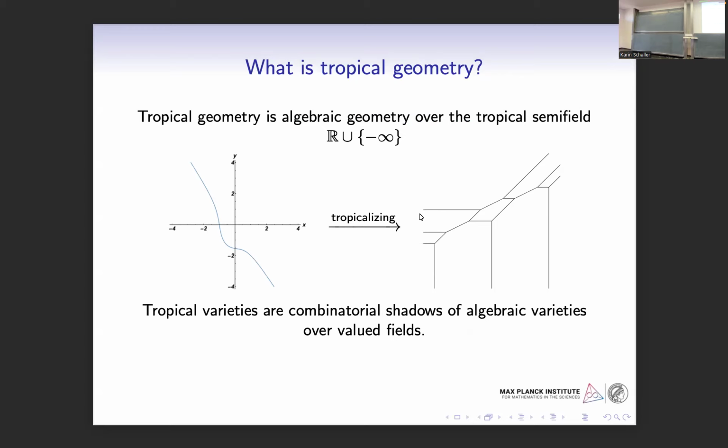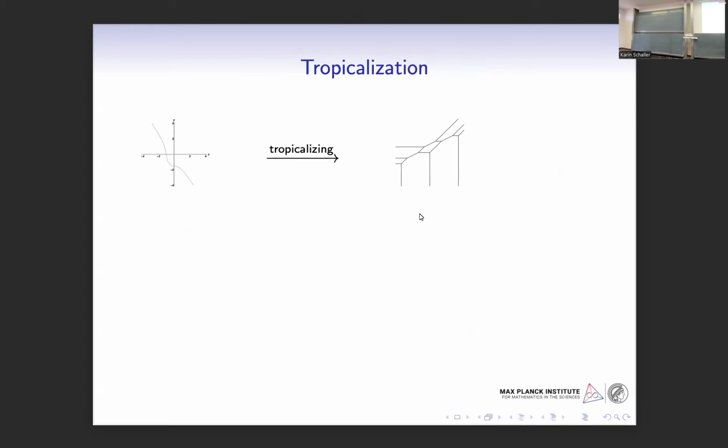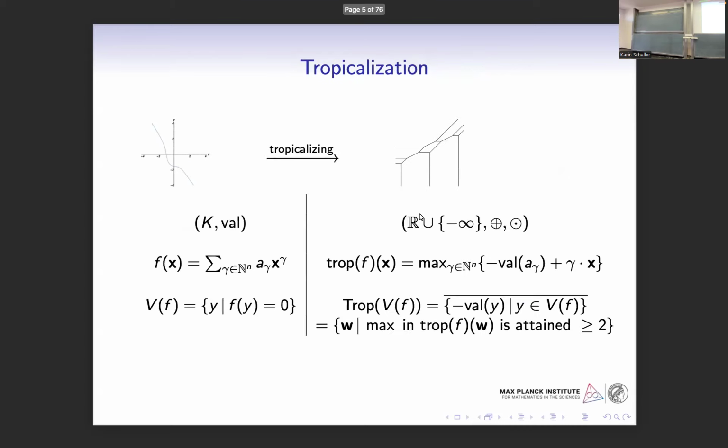So I have a few definitions in the setup, so remember this picture. And now we go back to what we've seen on Monday. So classically, we have our field K with valuation. You can think of the Puiseux series that we've seen a couple of times.